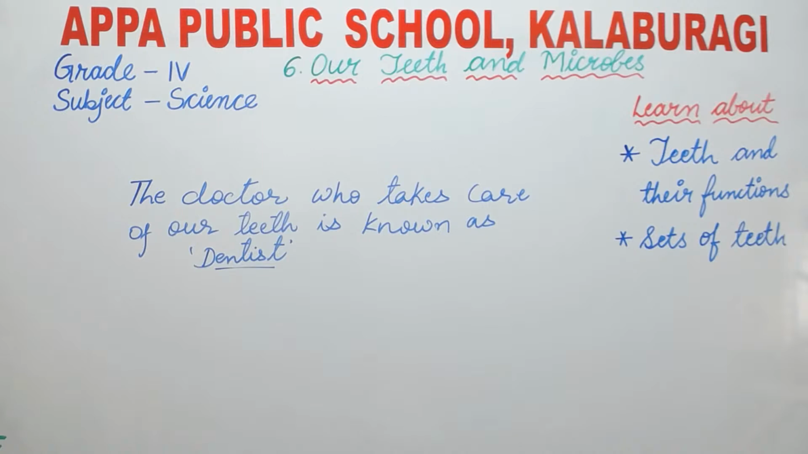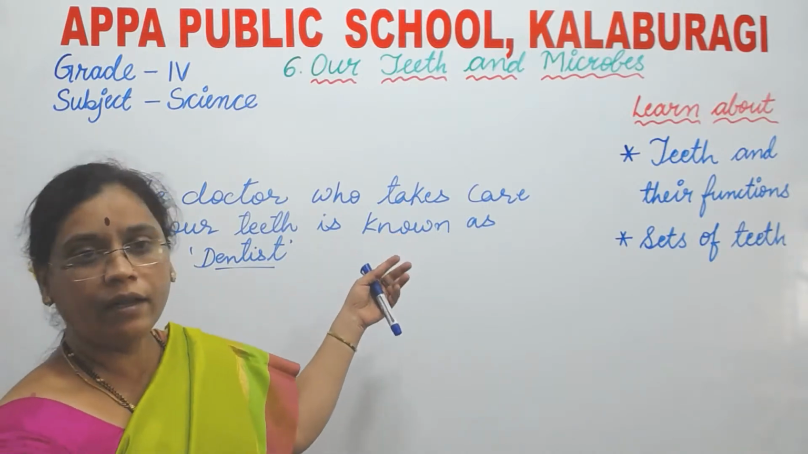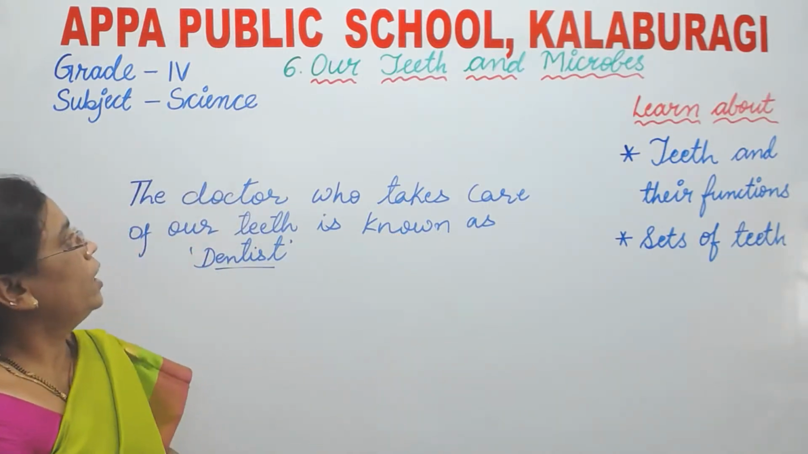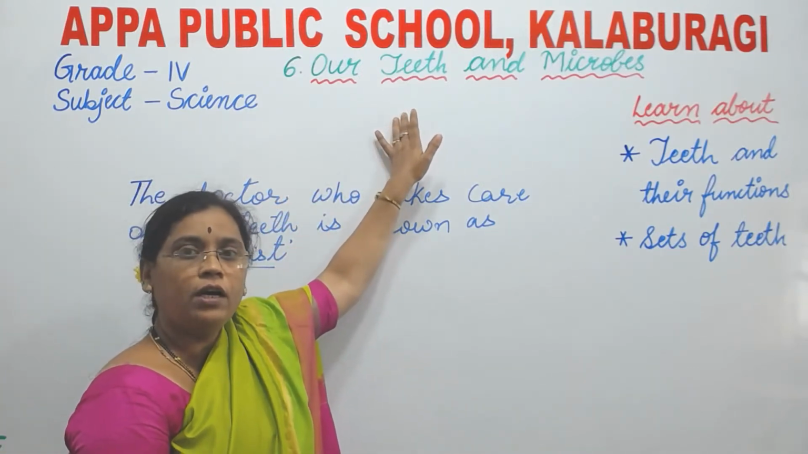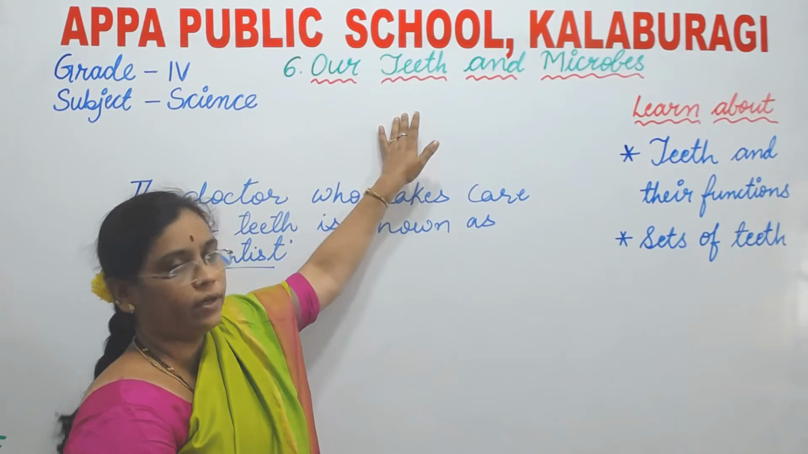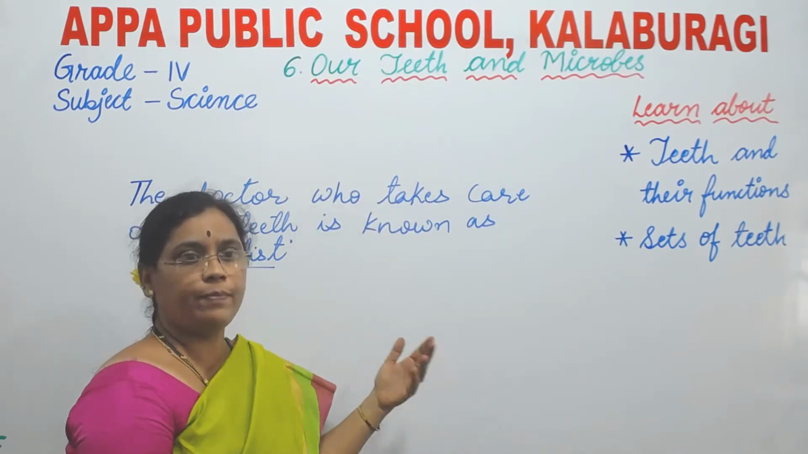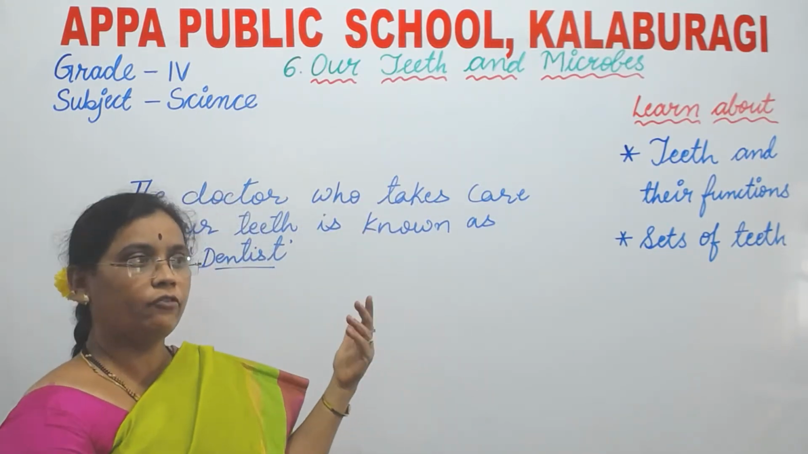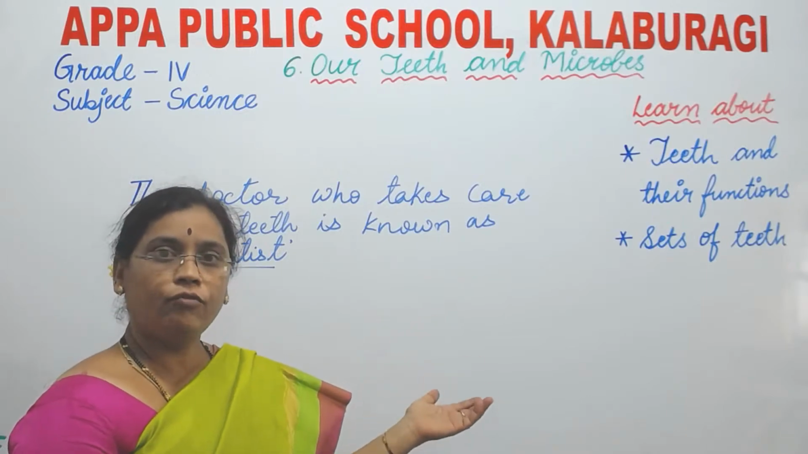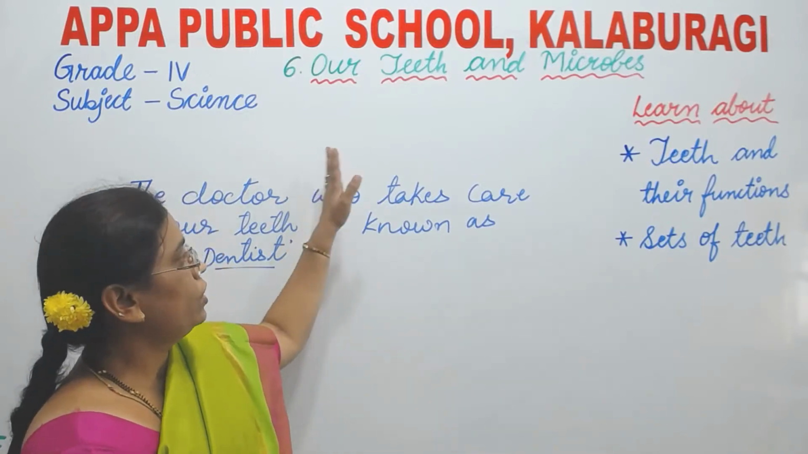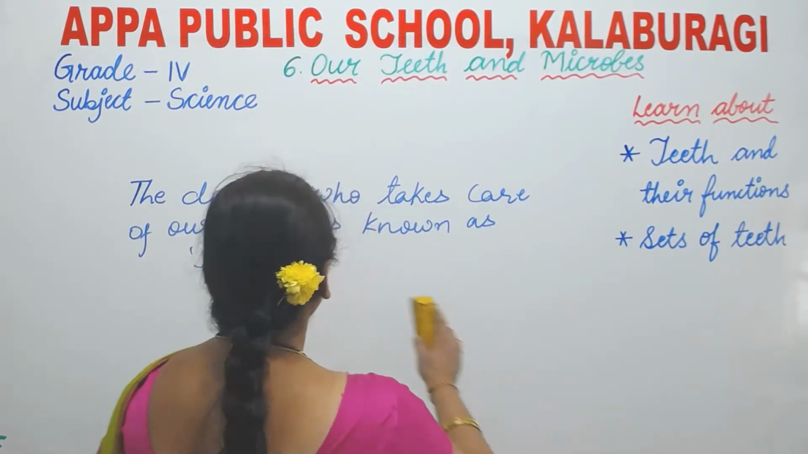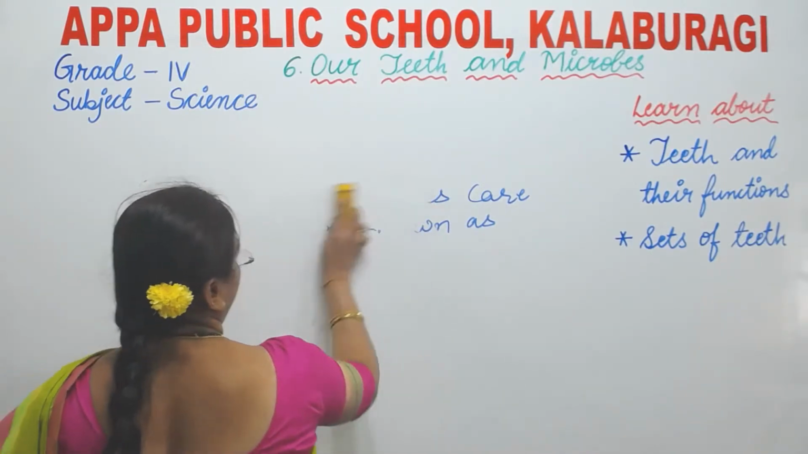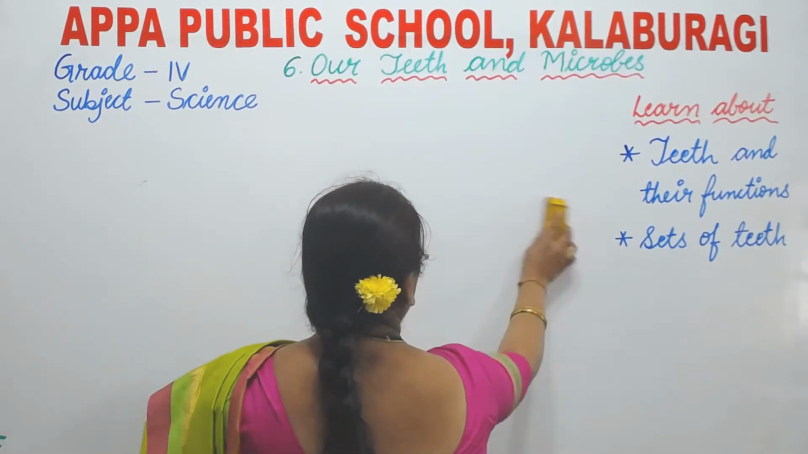Now, we will study about the teeth and their functions. As I told you, the teeth are also one of the organs of our body. So, being organs, they have to perform a specific function. Specific function means a particular function, a definite function. So, let us see the teeth and their functions. What are the functions carried out by the teeth?